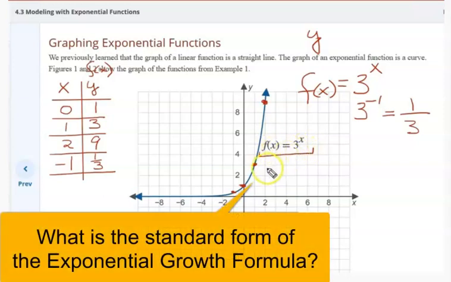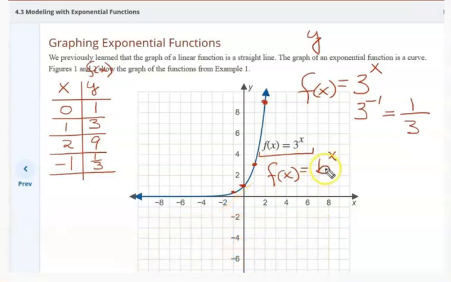Now remember the standard form, and you should write this down too. f of x equals b to the x power. This would be the standard form, where this is your y value in a sense that we're expanding. Okay, let's continue.